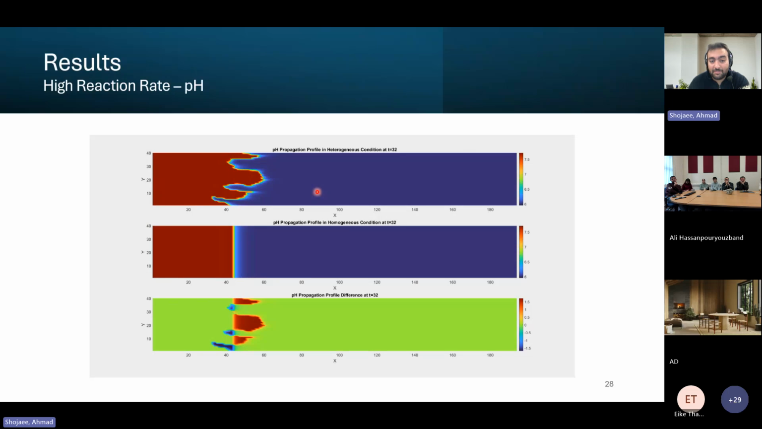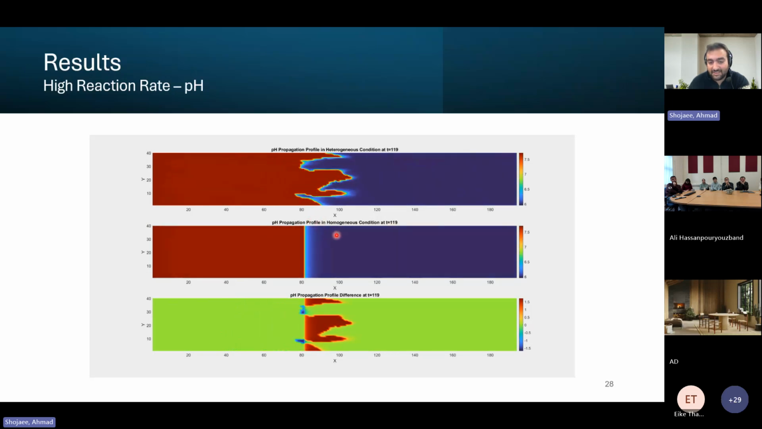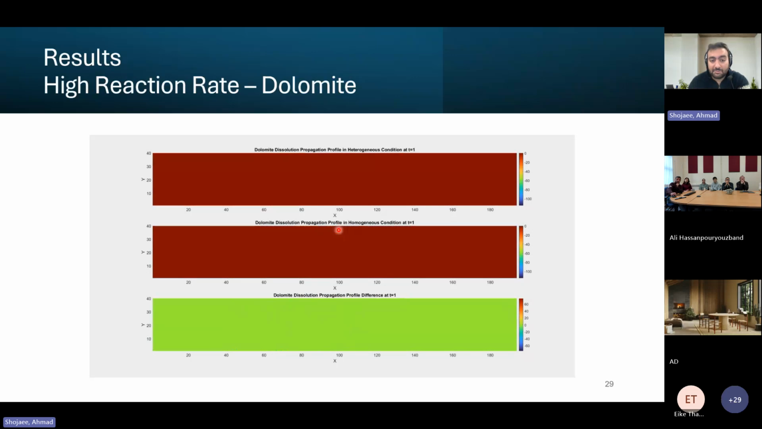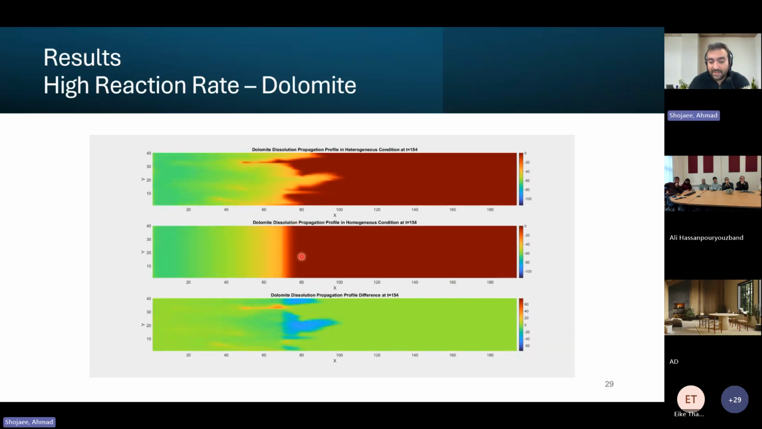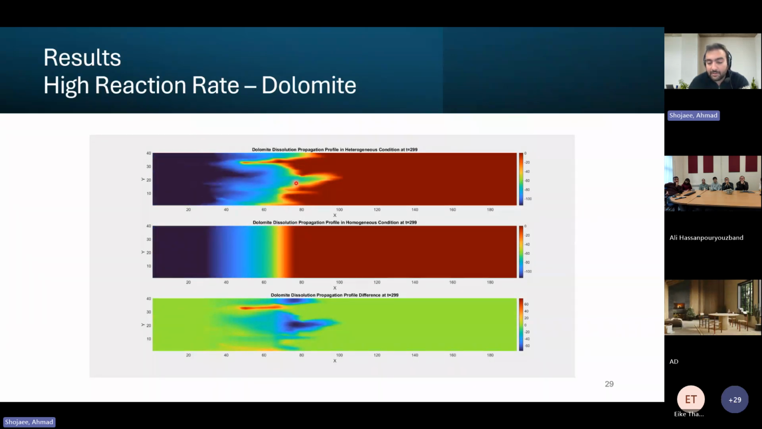Next, this profile shows the pH propagation in the reservoir. We can see that there is more affected area because of reactions in the heterogeneous case compared to the homogeneous case. And this profile shows the amount of rock dolomite dissolution, because dolomite here is providing bicarbonate for methanogenesis. Again, we can see that in the heterogeneous case, it is confirming the rate of reaction profile and the pH profile. In total, there is more dolomite dissolution in the heterogeneous case.